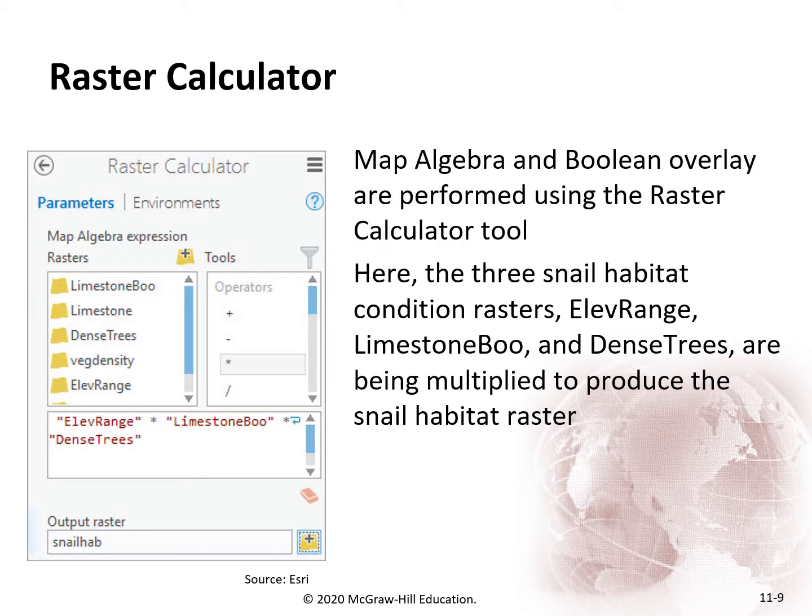So let's talk about our friend, the raster calculator. Map algebra and Boolean overlays are performed using this tool. Here they show how you can do the snail habitat, and you have these condition rasters, elevation and limestone and dense trees, and it simply multiplies those all together, and you tell it what you're going to call it, put it in the folder where it's supposed to go, and then run the tool.